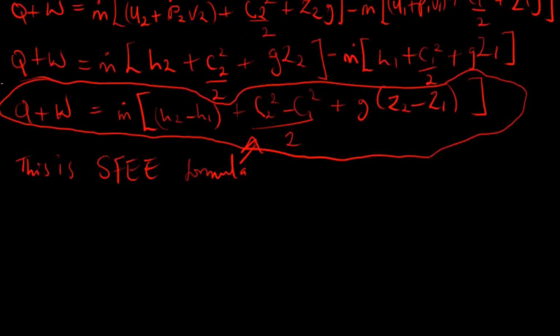So, C2 squared minus C1 squared over 2 is the kinetic energy, the change in kinetic energy. Let's use the word change in kinetic energy.